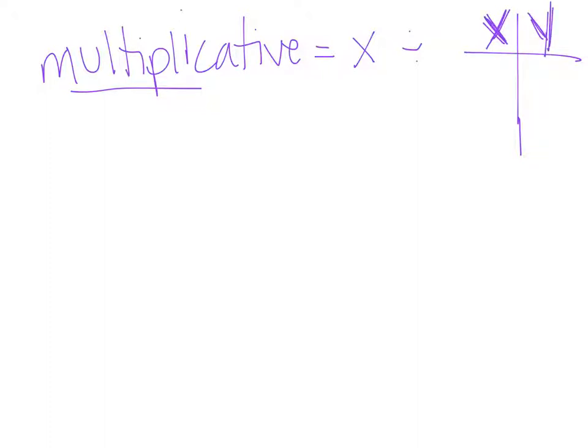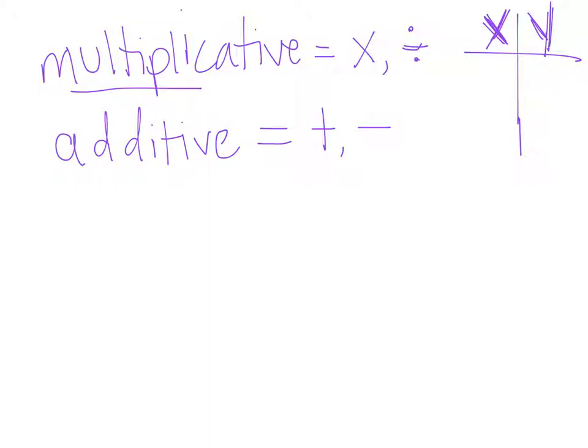In this case, if you multiplied or divided your X by something to get to Y, it would be considered multiplicative. It is additive, it's an additive relationship, if you add or subtract to your X. So if you add something to your X or subtract something from your X to get your Y, that's going to be an additive relationship.